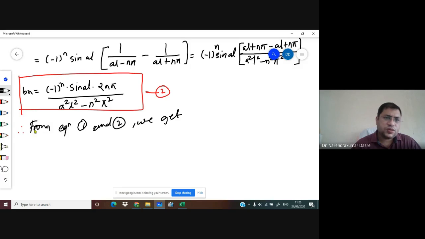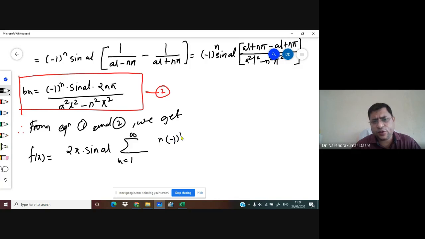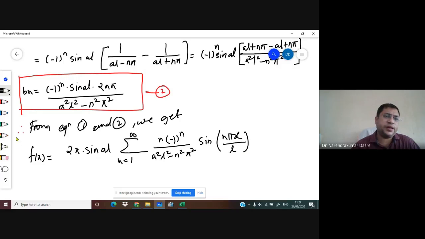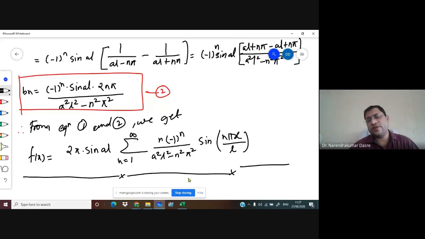we get, so what we'll get here, f of x is equal to 2 pi sine of AL. These are the constant terms. Summation n running from 1 to infinity, n into minus 1 raised to n upon a square L square minus n square pi square, sine of n pi x by L. So this is what we'll have, the Fourier series for this function.